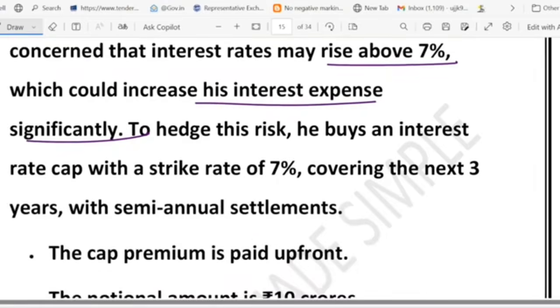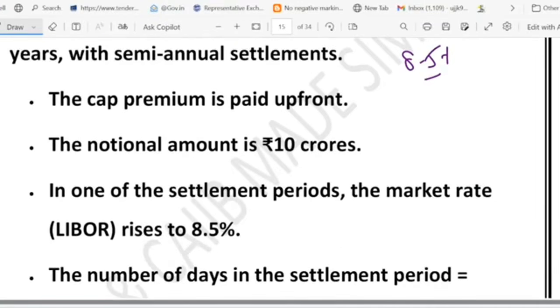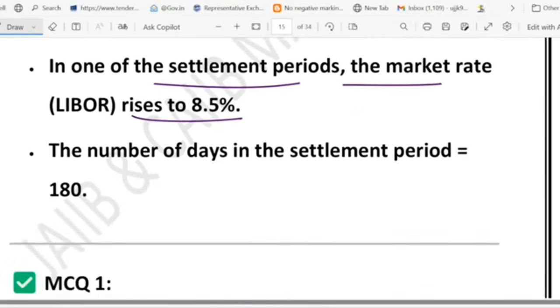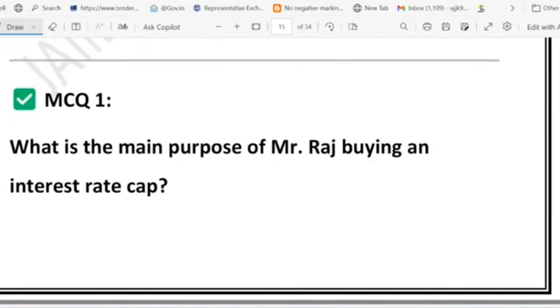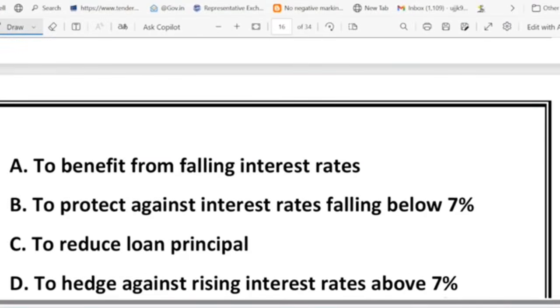So what he did, he bought an interest rate cap with a strike rate of 7%. In one of the settlement periods, LIBOR was at 8.5%. Now as you can see, in one of the settlement periods the LIBOR was at 8.5%. Now the question is, what is the main purpose of Mr. Raj buying an interest rate cap? Option A, to benefit from falling interest rates.